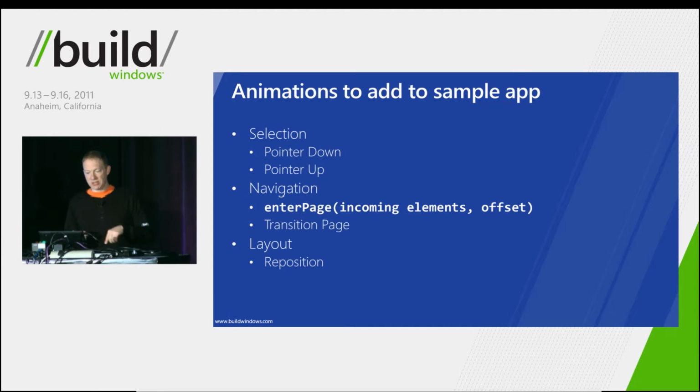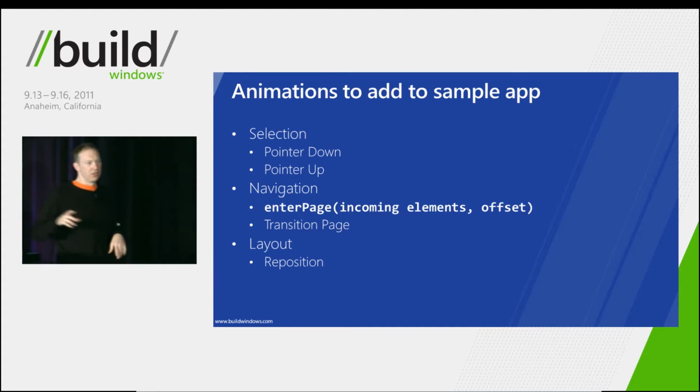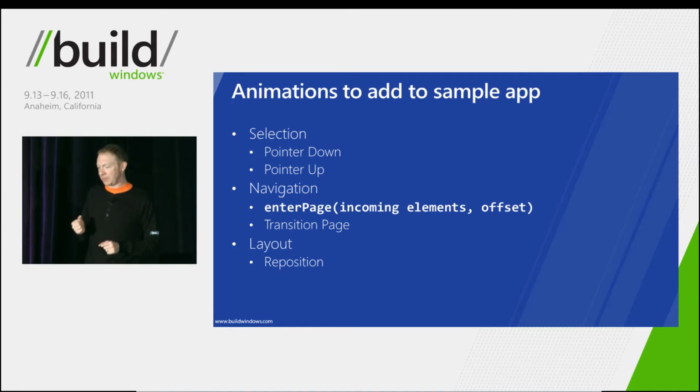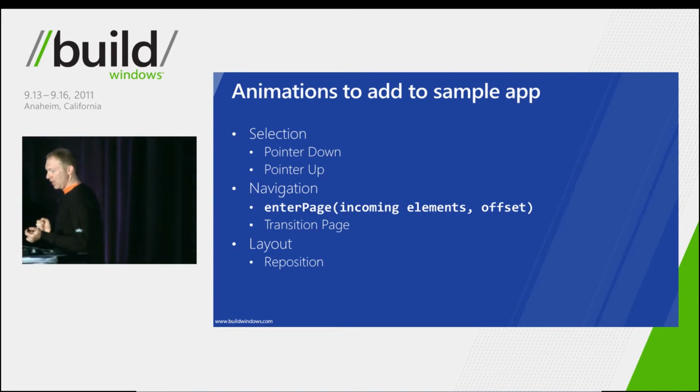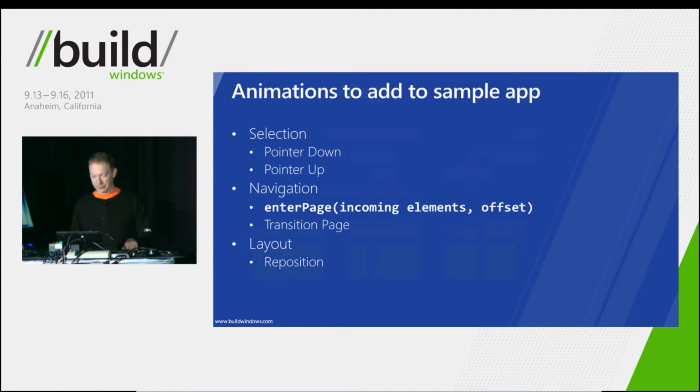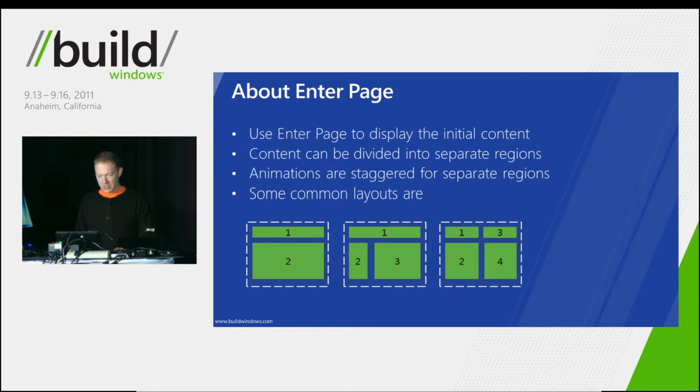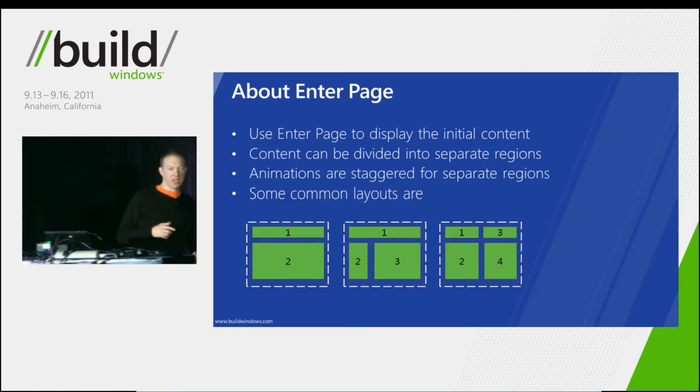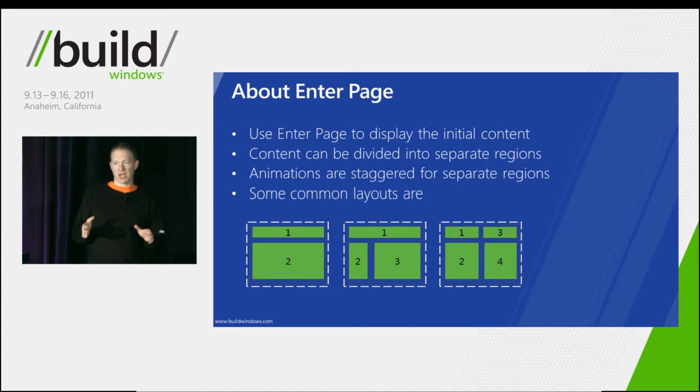Well, let's change gears now and move from the selection animations to the navigational animations, and the first one we're going to look at is the inner page one. And inner page takes a set of incoming elements, and then it has an offset. We're going to use the default offset for that and just supply the incoming elements. And one of the things with the inner page is it's for that first time the user sees your content. It is only animating the stuff that you're telling it that's coming in. So if there's anything there, it's not going to animate that.